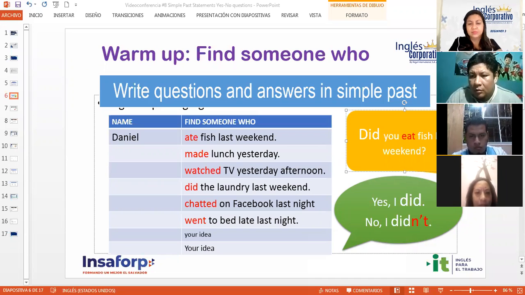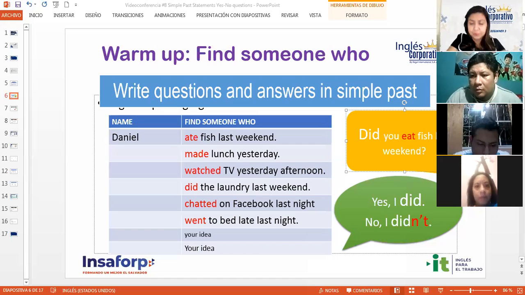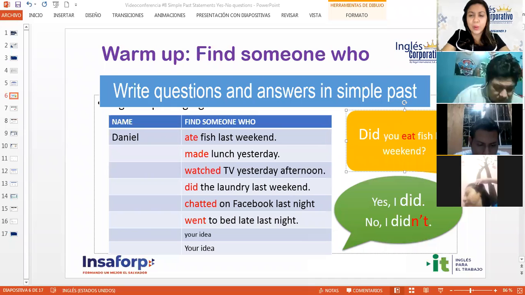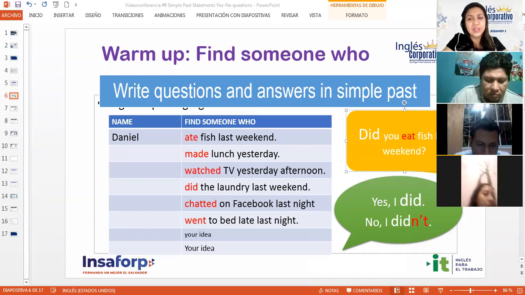Okay, guys, now that you have the questions, I'm going to assign groups so that in your groups you ask and answer the questions, and if your classmate answers yes I did, you write the name of your classmate. But if your classmate says no, I didn't, don't write the name. Say thank you, and you continue asking until you find someone who did the activity.